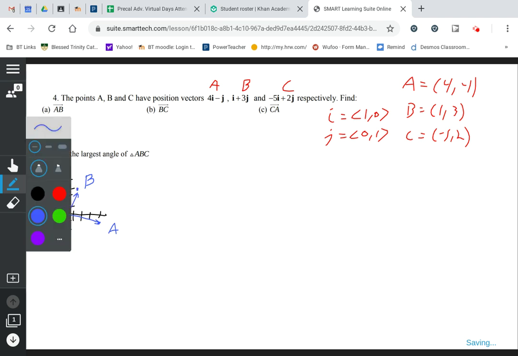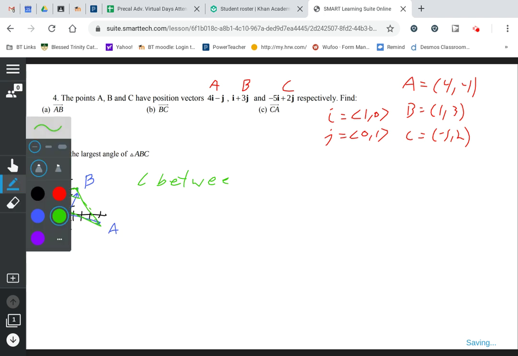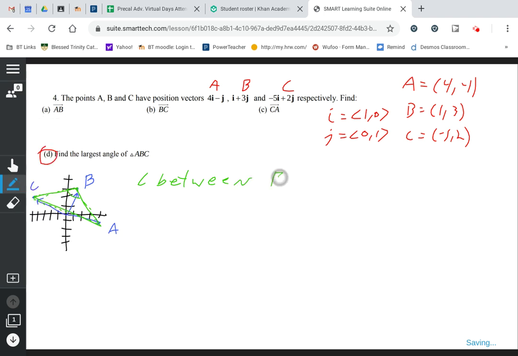But then part D asks us, what would be the biggest angle in the triangle ABC? So basically, guys, we're going to connect A, B, and C as one giant triangle. And if you look at it that way, it's pretty obvious that the biggest angle here is going to be angle B, between BA and BC. So we're going to look for the angle between BA and BC.